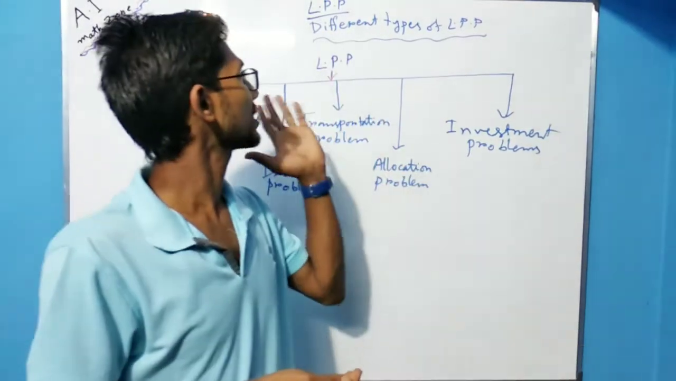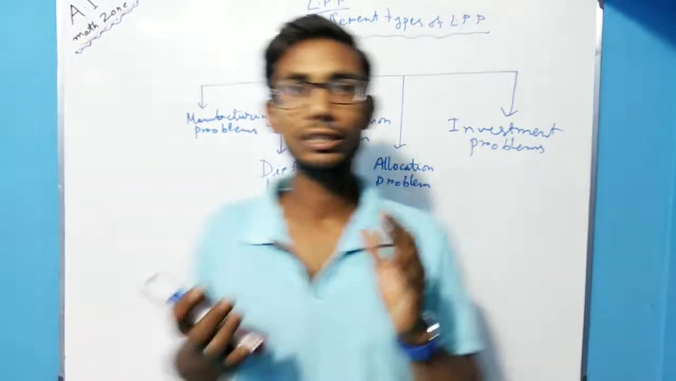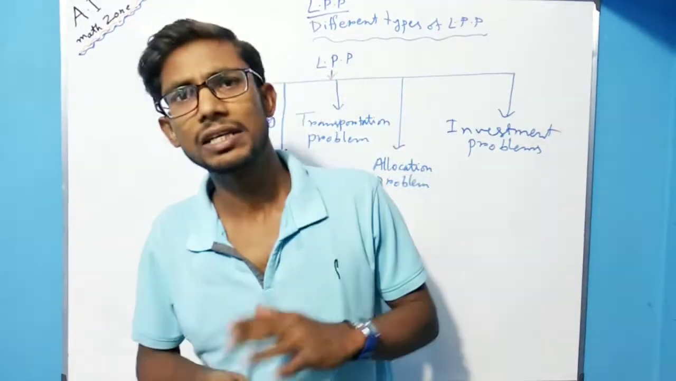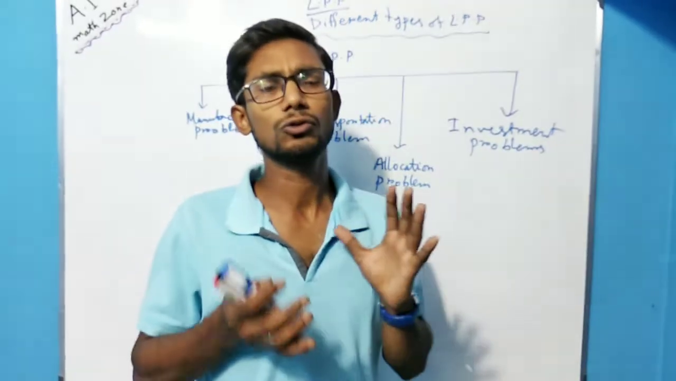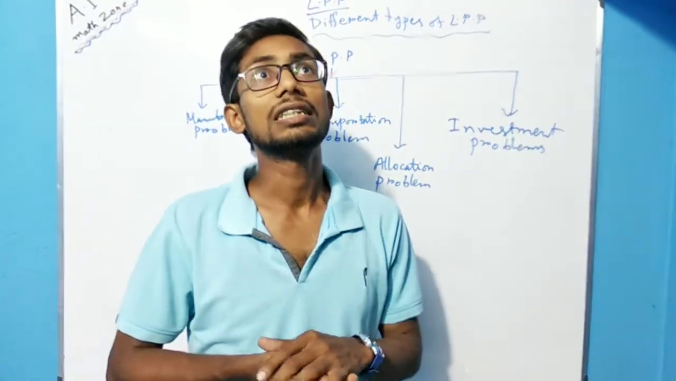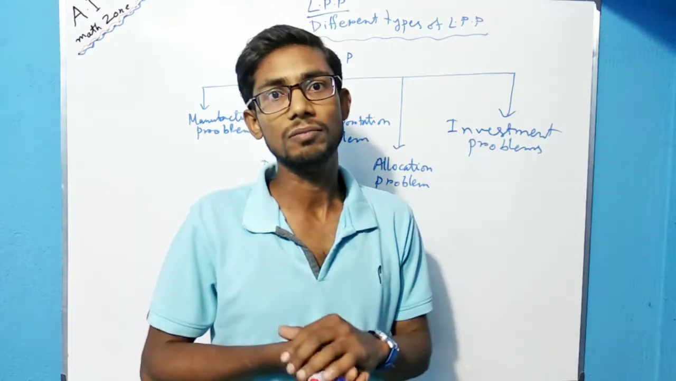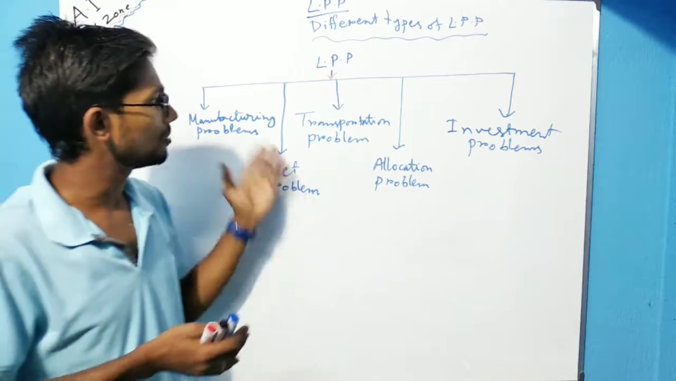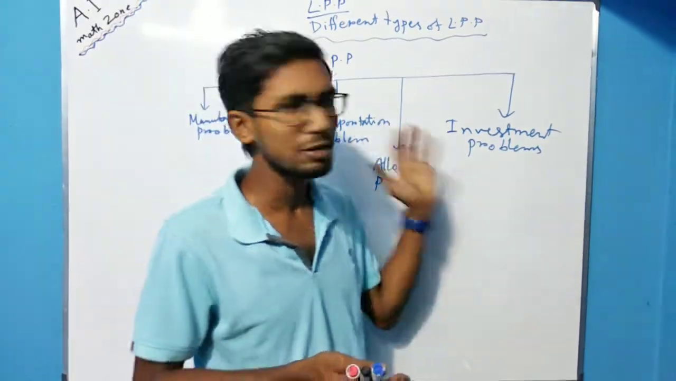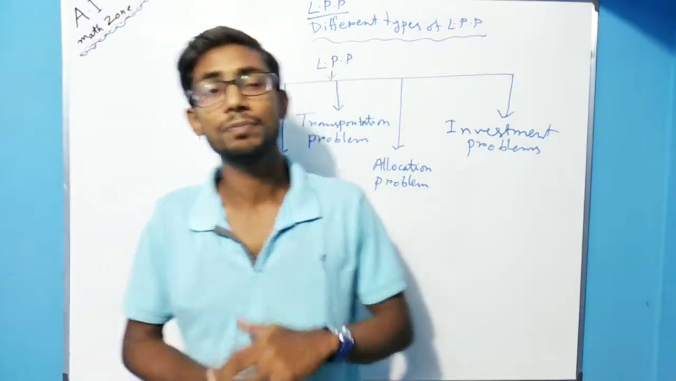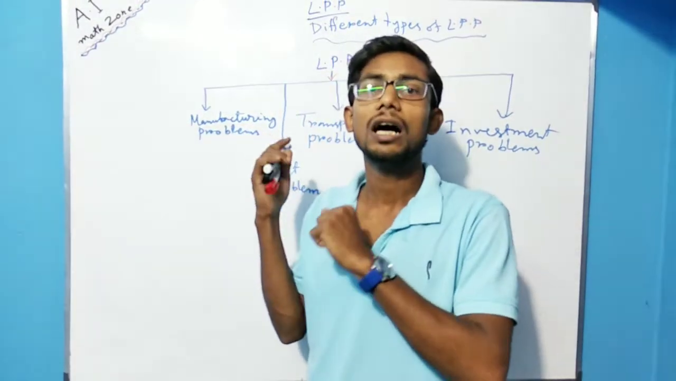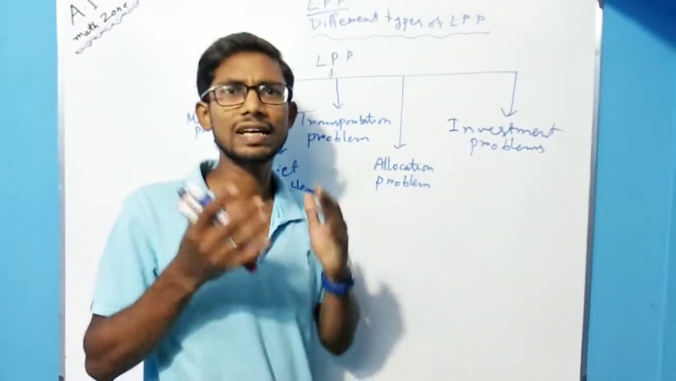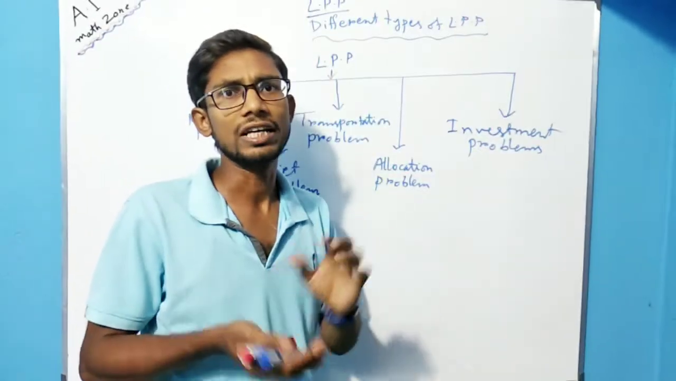Once again, I'm going to discuss the L.P.P., and today's topic is different types of L.P.P. We can use this L.P.P. in various fields to solve various types of problems, and these are all real-life oriented problems: the manufacturing problem, diet problem, transportation problem, allocation problem, and investment problem. Using this L.P.P. we can solve all these types of problems. We will discuss them one by one and give an example to illustrate each. Okay, so let's start.